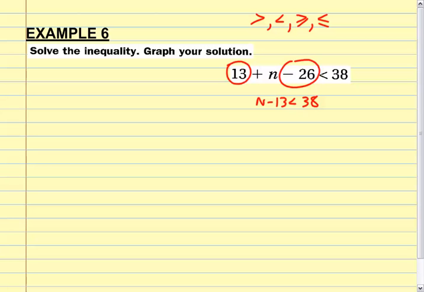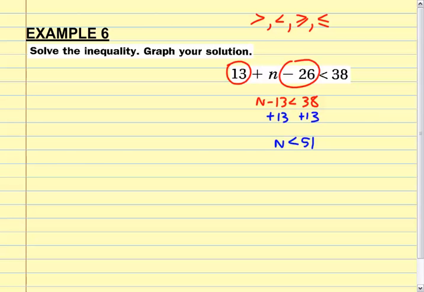Then I'm going to add 13 to both sides. Okay. And I'm going to get that n is less than 51. Now, I didn't need to flip the inequality because I didn't multiply or divide on both sides by a negative. All I did was add 13 on both sides.